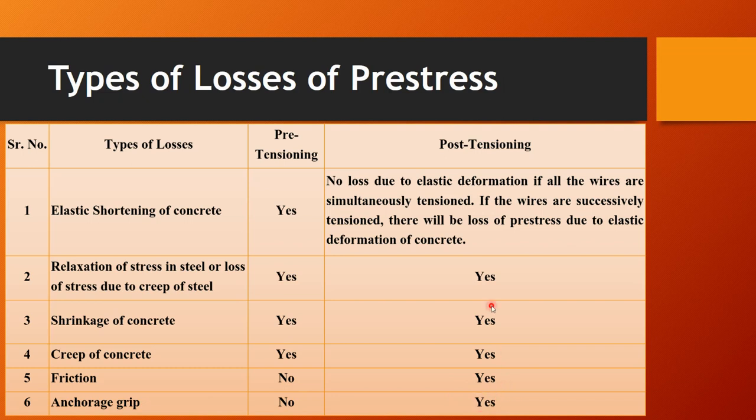Okay, so this table is very important from the point of view of when to consider the loss and when not to consider it. In case of post-tensioning members, almost all losses we have to consider, and in case of pre-tension members, the first four losses we have to consider, except frictional loss and slip of anchorage system loss. So these are the types of losses to be considered in pre-tension members or post-tension members. Okay. Now we'll move towards the next point, that is, the first loss of prestress that we are going to discuss.